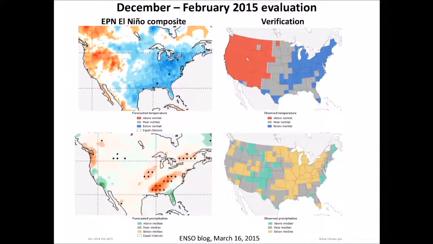If they had used the non-convective Eastern Pacific El Nino composite, I think overall they would have done even better. So it suggests there is room for incorporating some of these other SST-forced variations into the seasonal outlook. I guess there's hope that some of these variations could be predictable on seasonal timescales.